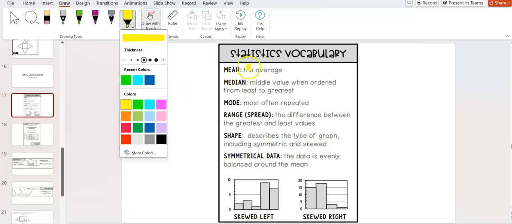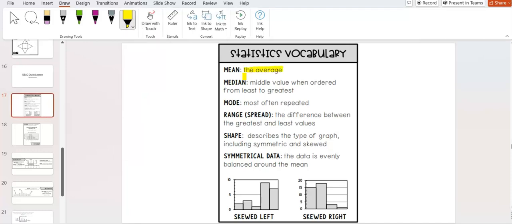On your information, all these vocabulary words are not filled in, so you're going to have to fill them in. So here are some statistics vocabulary. The first thing is this word mean. All these words have to do with statistics, which has to do with data. And the mean of the data is the average. You may have found the mean before, but it's basically when you add all of your numbers together and then divide by however many there are.